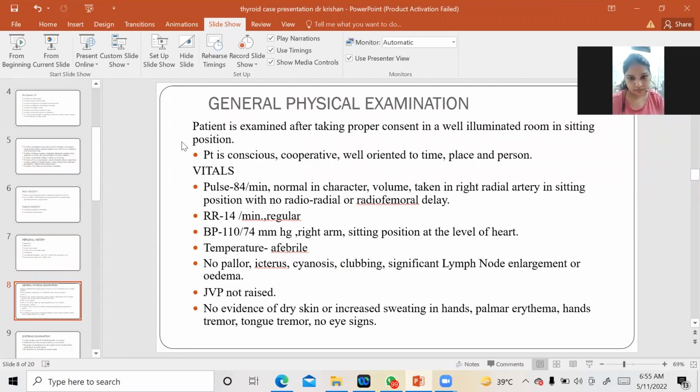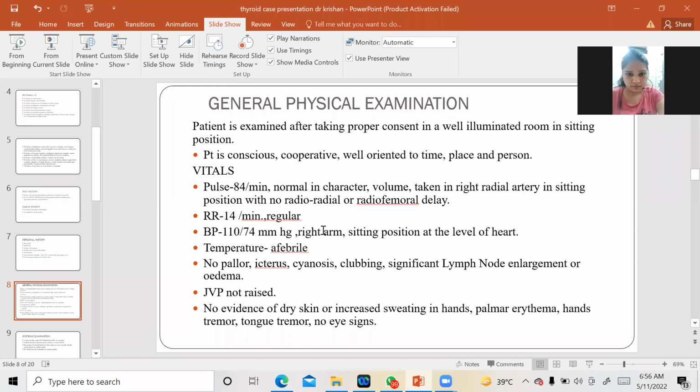So coming to the general physical examination, the patient is examined after taking proper consent in a well illuminated room in a sitting position. Patient is conscious, cooperative, well oriented to time, place, and person. Her vitals: pulse was 84 per minute, normal in character and volume, taken in the right radial artery in sitting position with no radio-radial or radiofemoral delay. Respiratory rate was 14 per minute, regular.